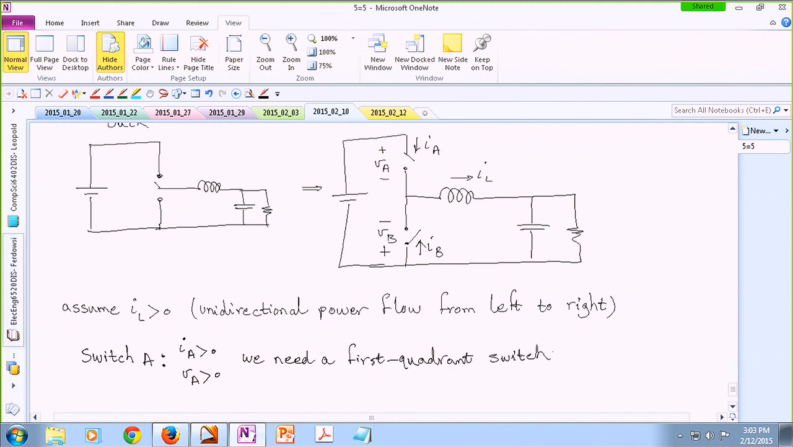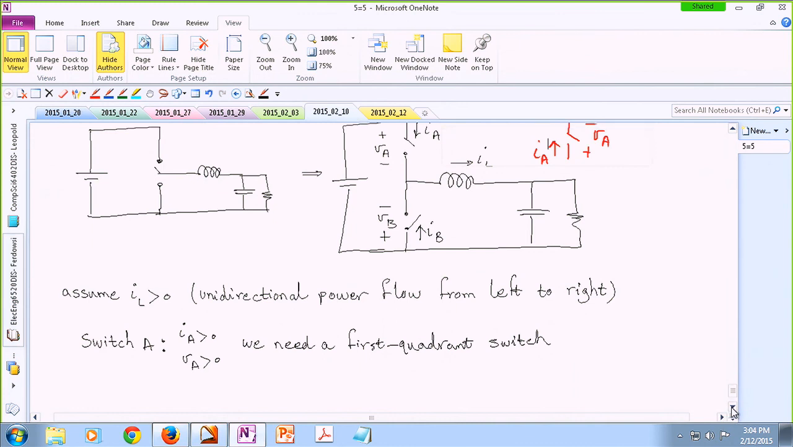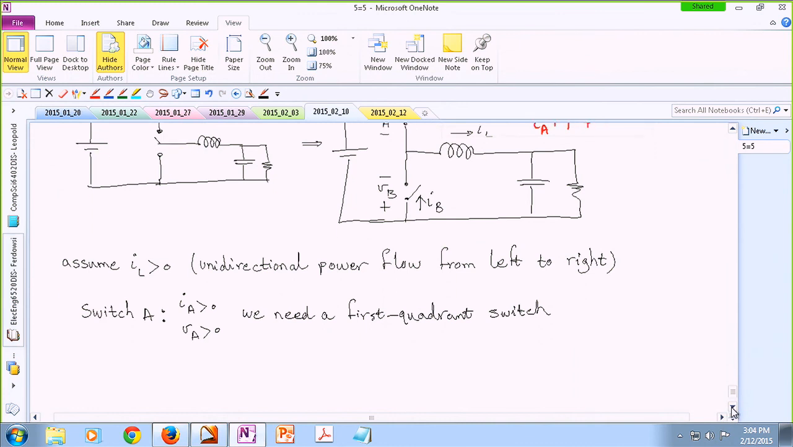Okay. Now, it didn't matter how I assumed the original polarity of VA was. For instance, I could have done it this way. Assume that this is VA, and then following the passive sign convention, this is IA. And then you would realize VA is negative, IA is negative, therefore you need a third quadrant switch, something like that. But it doesn't really matter because in the end it's an IGBT or a MOSFET, basically. You just have to flip the device.